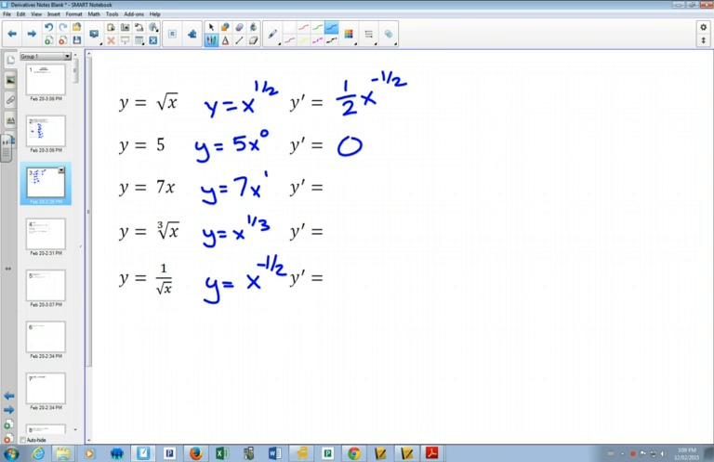This one, if I bring the 1 out in front, I'd still have 7, but this would become x to the 0, so it's just going to be 7. Here we'd have 1/3 x. When you subtract 1, you'd have negative 2/3. So you have to practice your fractions and need a common denominator. 1/3 minus 3 over 3 would be negative 2 over 3.